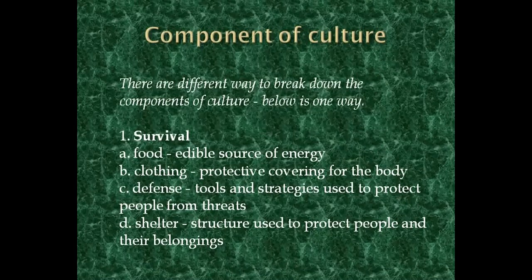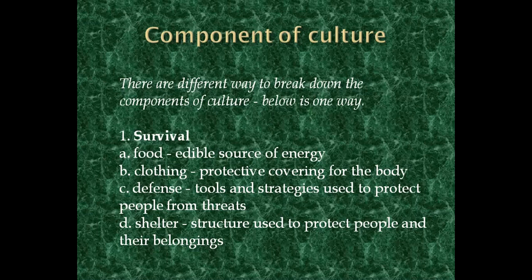There are different ways to break down the components of culture. So below is one of the ways. Survival. Under survival we get food, clothing, defense, shelter. Now what is food about? Edible sources of energy. B is clothing. It is protective covering for the body. Number C is defense. Tools and strategies used to protect people from threats. Number D is shelter. Structure used to protect people and their belongings.